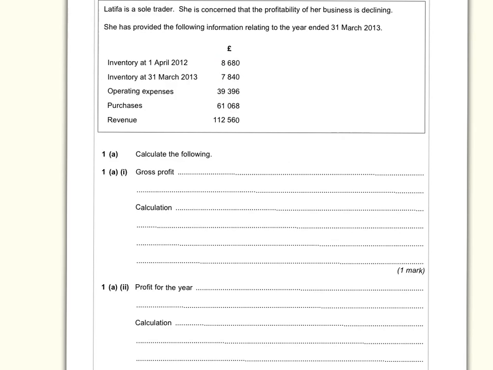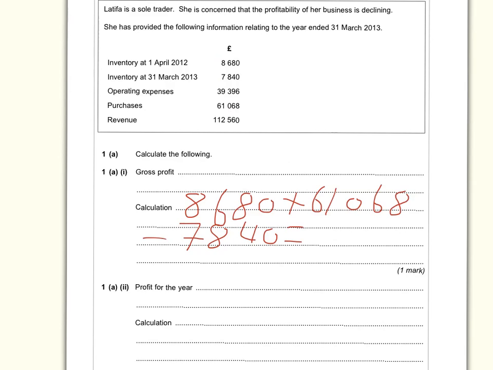So when we do the calculation, we should be doing 8,680 plus the purchases figure of 61,068, and then deduct the closing inventory figure of 7,840. This will give us a cost of sales figure of 61,908.